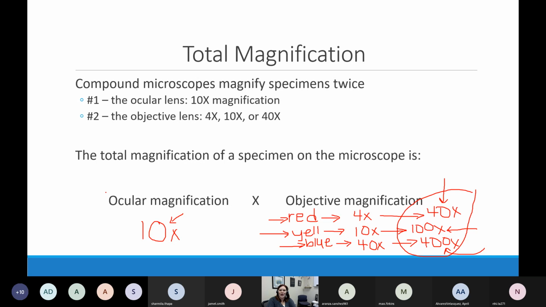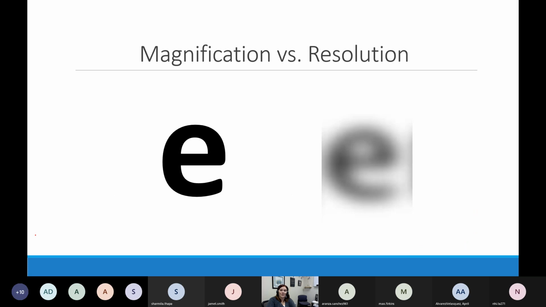All right. So we've talked about total magnification. Let's talk about the difference between magnification and resolution. Everything that we look at on the microscope, we're always going to make things magnified. Magnification just means you're making it look bigger. The microscope always makes things look bigger. But we don't just want things to look bigger, we also want them to be clear. So resolution is making things clear when we're looking at them.